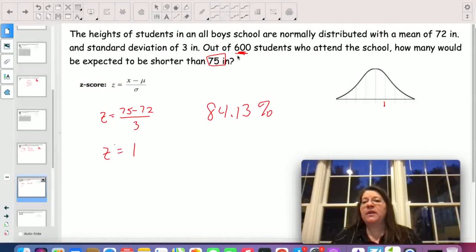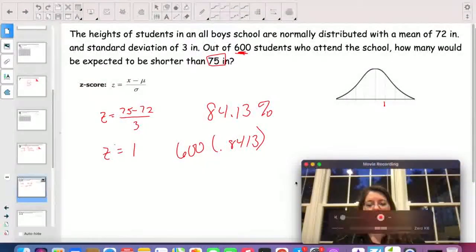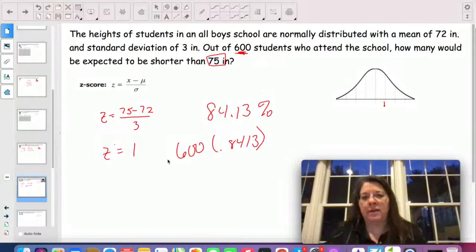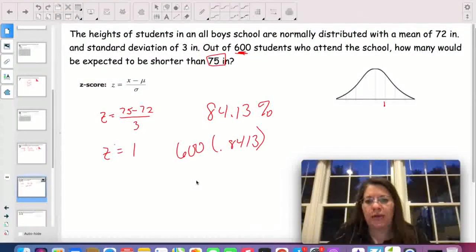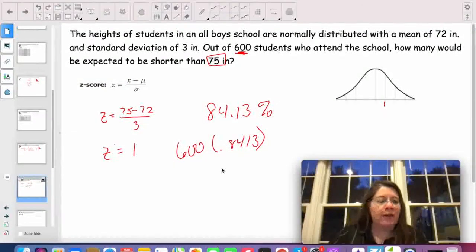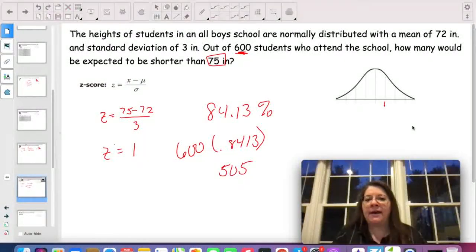To figure out the number of students, we take the 600 students and multiply by 84.13% as a decimal. In Desmos, we're going to do 600 times 0.8413. We should always round the number of students to the nearest whole number, because you can't have a portion of a student. That is 504.78, which rounds to 505 students.